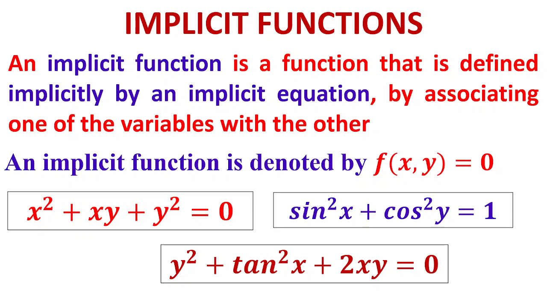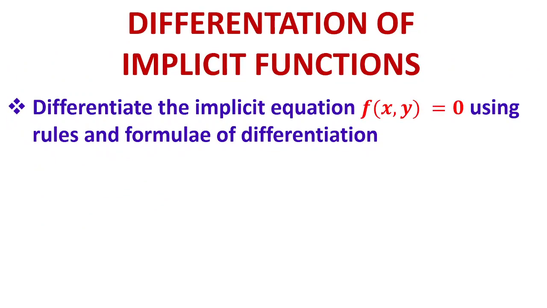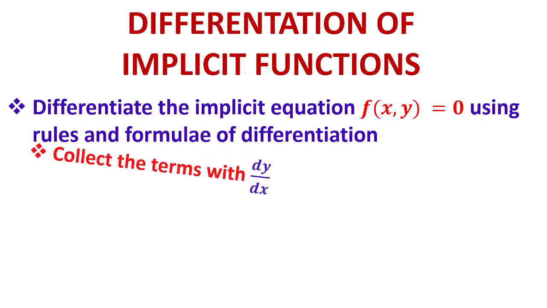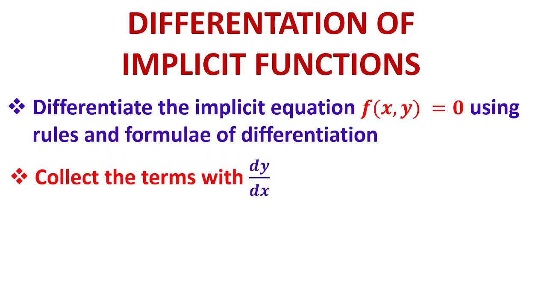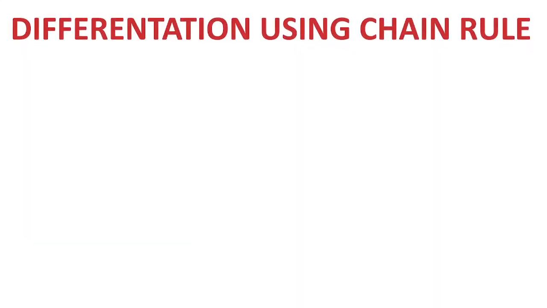But let us see what we have to do when you come across an implicit function. For that, the rule is: differentiate the implicit function using rules and formulae of differentiation. Collect the terms with dy by dx to the left hand side and express dy by dx as an implicit function. Once again, the final answer will most probably be implicit. In rare cases, it will become explicit. Well, let us move on to an example.